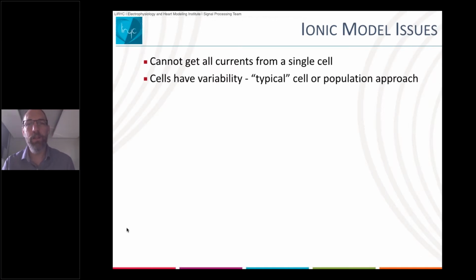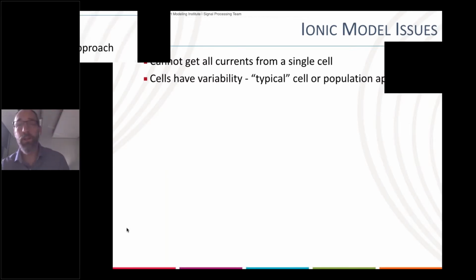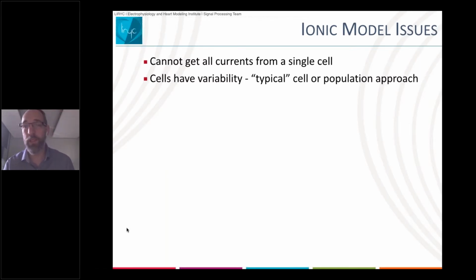And then again, cells have this variability. Even if I'm doing atrial cells, cells 2 centimeters apart might have differences, or even cells next to each other will have slight differences. So this makes people either try to model a typical cell with the average properties, or they take a population approach and they simulate the behavior of a population of cells.